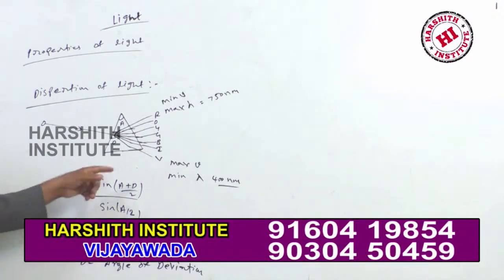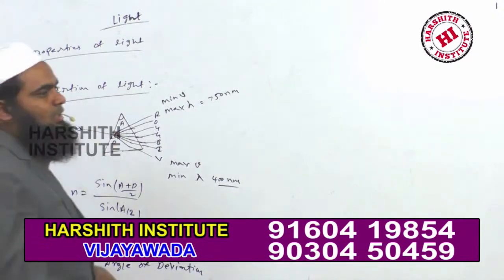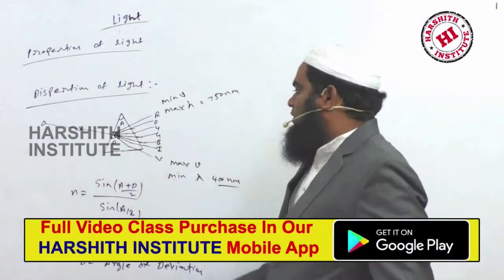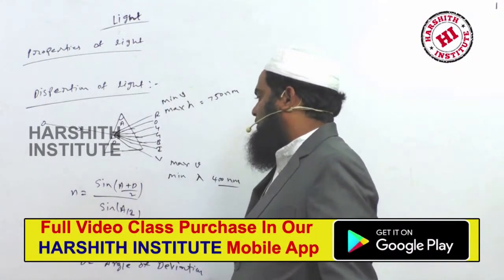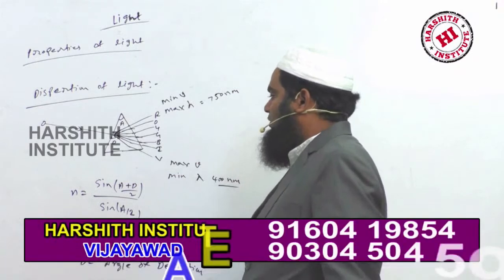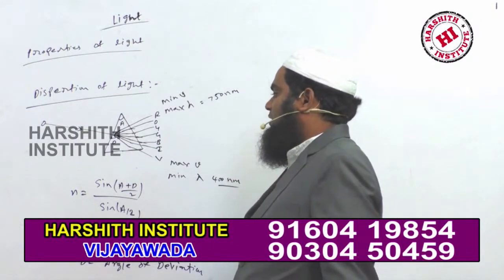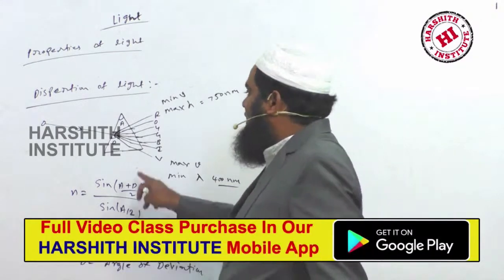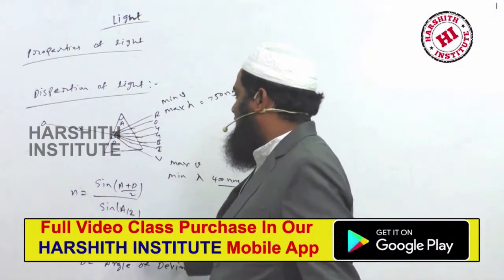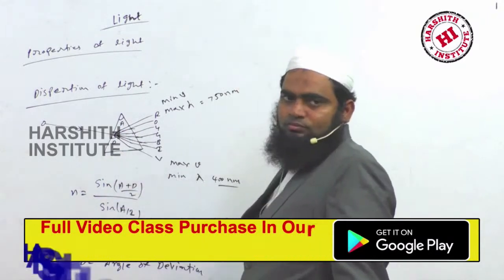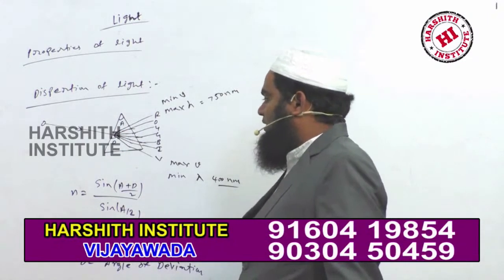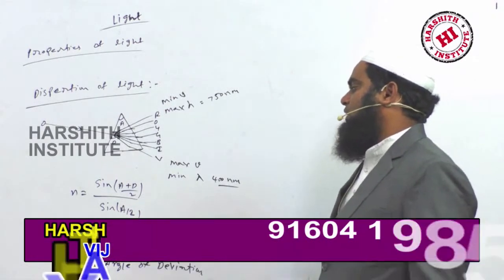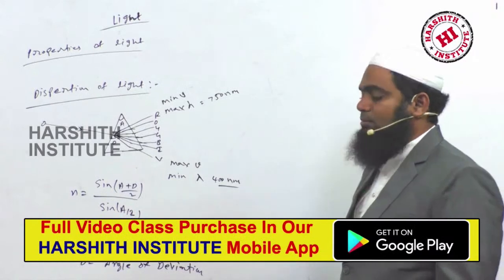Now here n is called the refractive index, which is one of the constants of the prism. This is the formula we can use to easily find the refractive index of any unknown material. A is the angle of prism, D is the angle of deviation. So the formula will be n equals sine of (A plus D) by 2 divided by sine of A by 2. So n is the refractive index, simply called a constant.